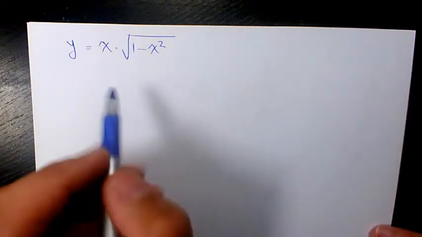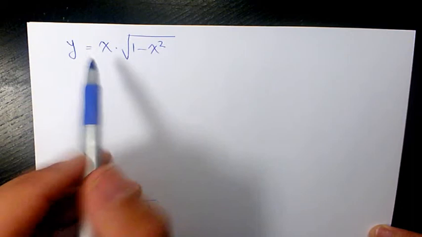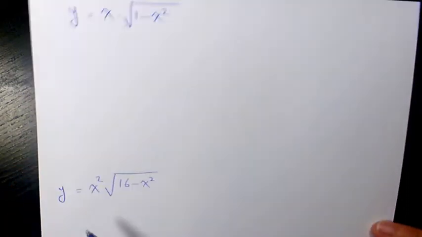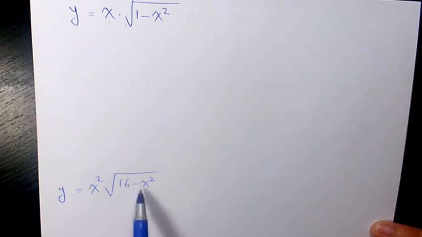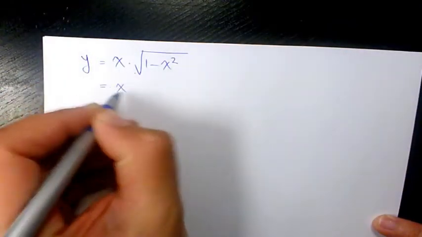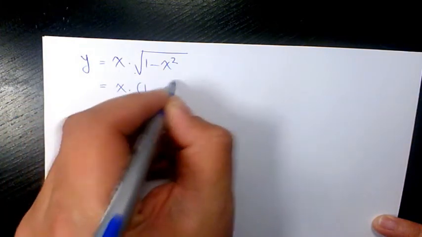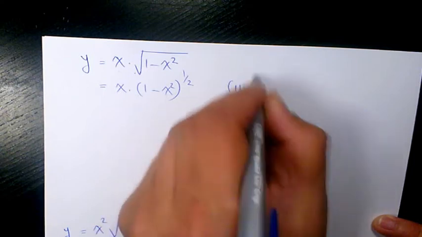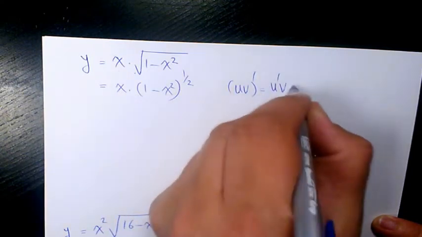Welcome to another video. In this video I want to show you how to find the derivative of x times the square root of 1 minus x squared, and x squared times the square root of 16 minus x squared. So I start with the first one, which is going to be x times (1 minus x squared) to the power of 1 over 2. Then I'm going to use the product rule, which is going to be u prime v plus u v prime.